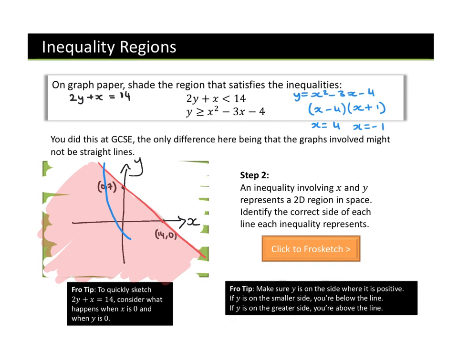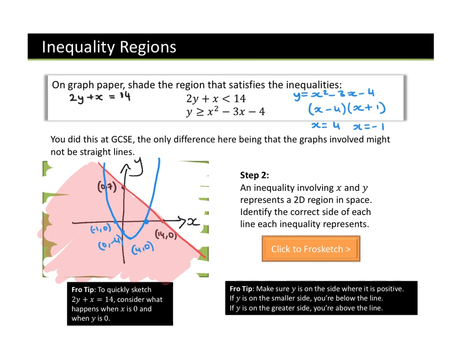Is that 14? There we go, because this is going to be 4, 0. This here is going to be 0 and negative 4. And this point here is actually minus 1, 0. Okay? Remember, it's a sketch.